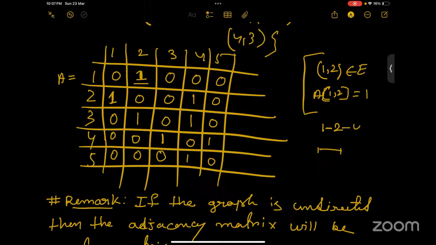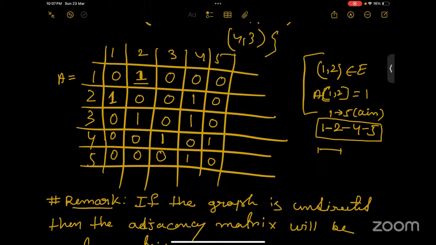Then we will again consider the row of 4. From 4 we have 3 and 5. We wanted to reach from 1 to 5, right? This was our aim. So from 4 to 5 we can go. This is a path from 1 to 5. That is how, if you have the adjacency matrix, we can also look at the reachability problem. Is it fine?